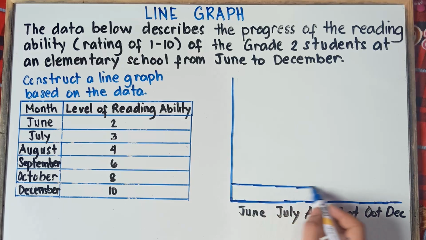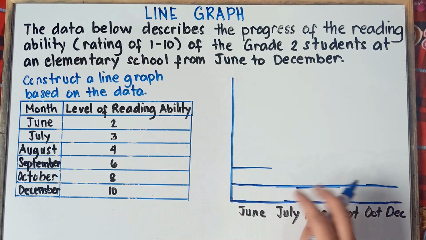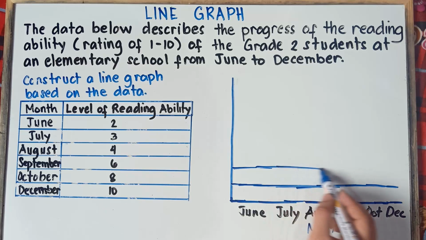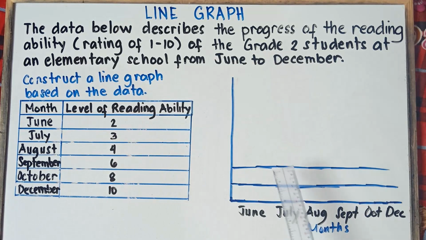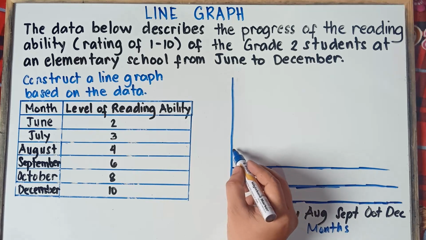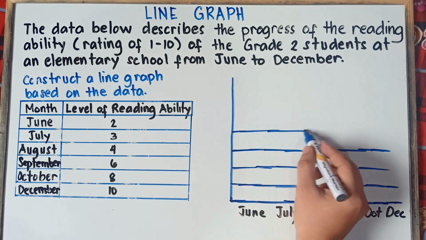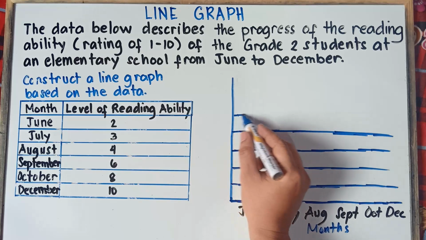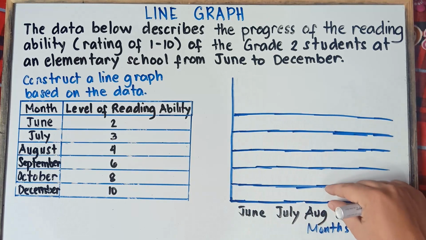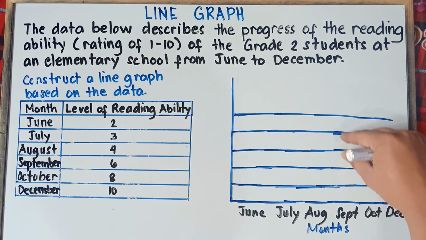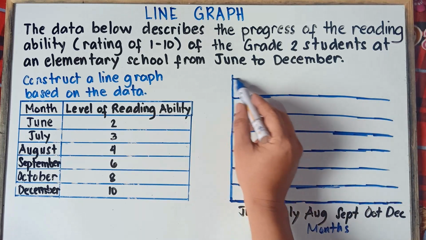So let's draw these horizontal lines to guide us in writing down the numbers. Once again, class, the line spacing must be the same. This is just a rough sketch of our graph. Later on, I will draw this graph again using a ruler. The line spacing of this one must be the same as this one, and this one. That's why it's better for you to use a ruler when you draw these lines.